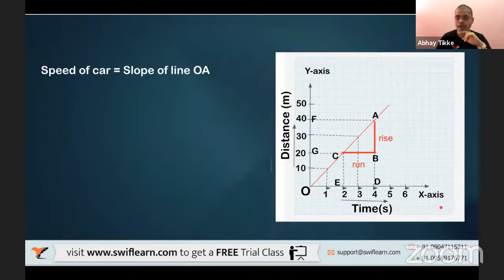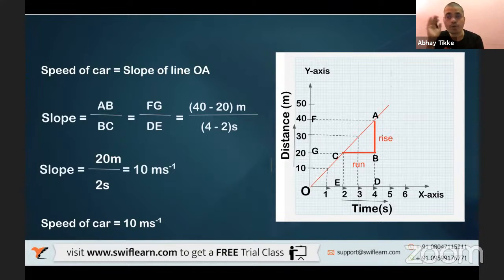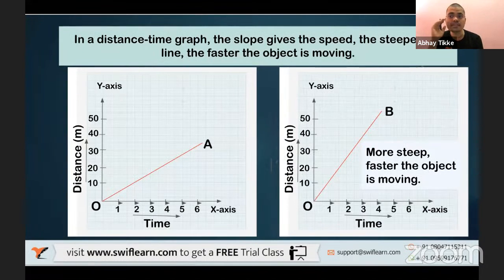So slope of a car is equal to slope of line OA, that is equal to FG. Already इधर explain किया, coordinates देके मैंने already आपको explain कर दिया. 40 minus 20 divided by 4 minus 2, that comes out to be 10 meter per second. Meter per second is the SI unit of speed. Very good. So that's what you have to remember here. The slope of distance time graph gives you the speed. Similarly, the slope of displacement time graph gives you velocity.